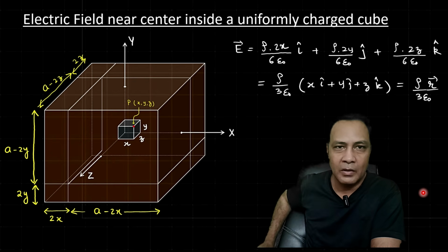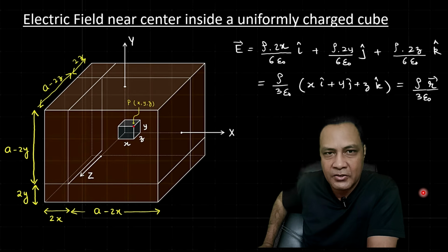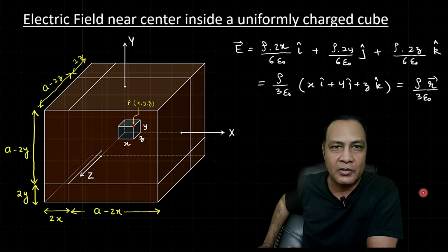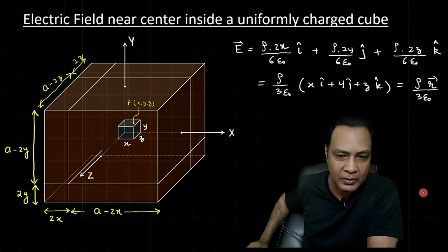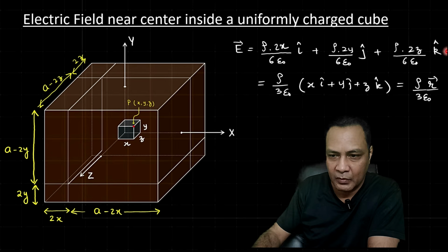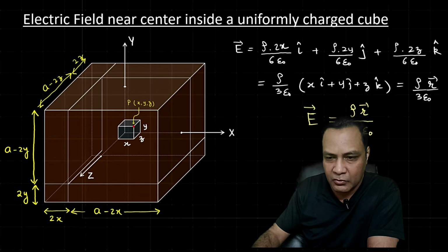You see, this result is exactly the same as the electric field due to a uniformly charged sphere, that is rho r vector by 3 epsilon naught inside it. But that result is valid for the whole sphere at all points, while this result is valid only for points very close to the center. So we've got this result. Now we can get the cube oscillation. So now let's go to the next page.